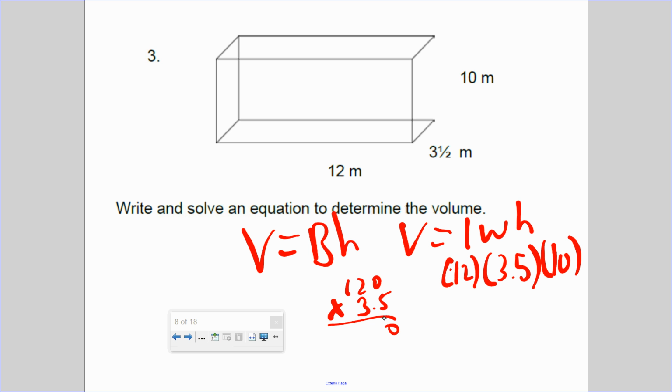5 times 0 is 0. 5 times 2 is 10. Carry the 1. 5 times 1 is 5 plus 1 is 6. 3 times 0 is 0. 3 times 2 is 6. 3 times 1 is 3. If you add this up, it adds up to 4,200. But that's not the answer. This is in the tenths place. So it's 420 cubic meters.